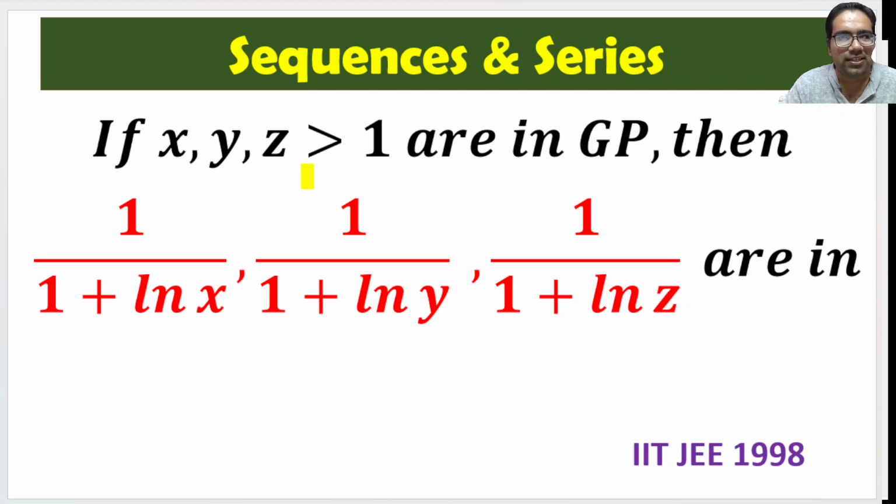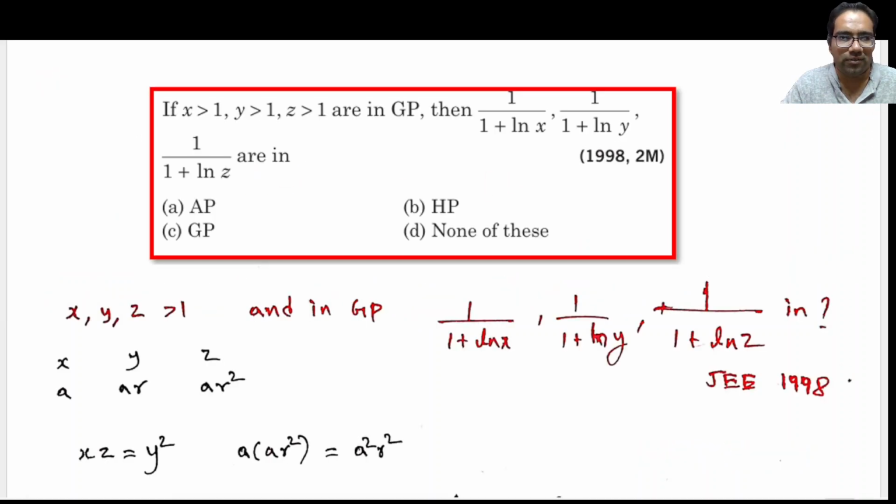Right. So let's take these numbers x, y, z. They are in geometric progression. What does that mean? y square equals xz. We know this very basic thing. Why is that? For example, if we take x, y, z as a, ar and ar square, then we can clearly see a into ar square, which is a square r square, which is equal to y square. So xz equals y square.